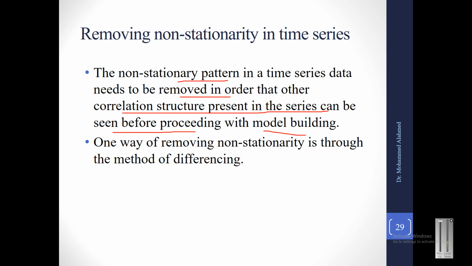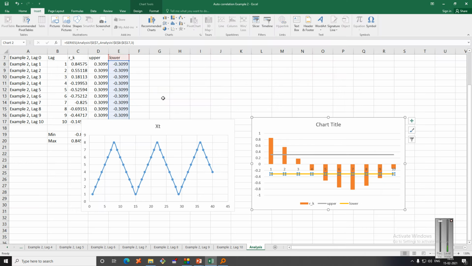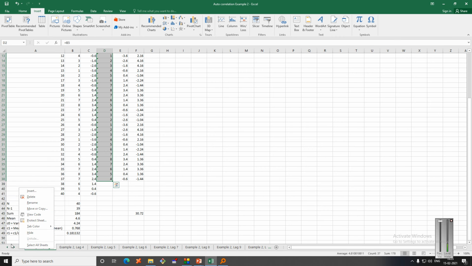So one of the ways of removing non-stationarity is through the method of differencing. One of the simplest and most widely used methods is differencing. The differenced series is defined as y dash t is yt minus yt minus 1, right? So you have a series, you take the lagged version of the series and then subtract to obtain a new series.